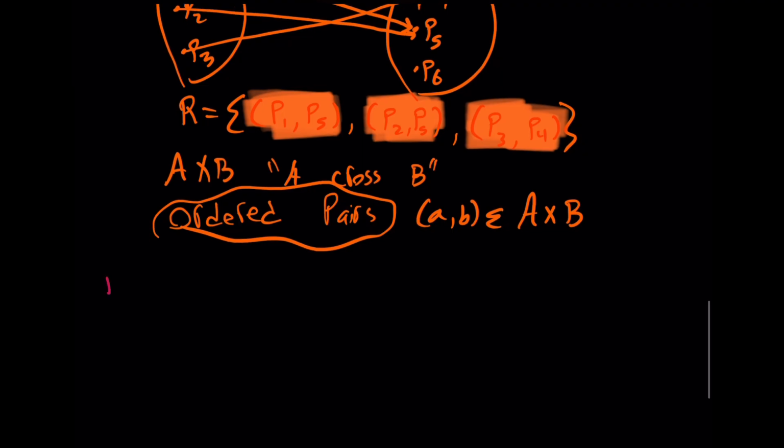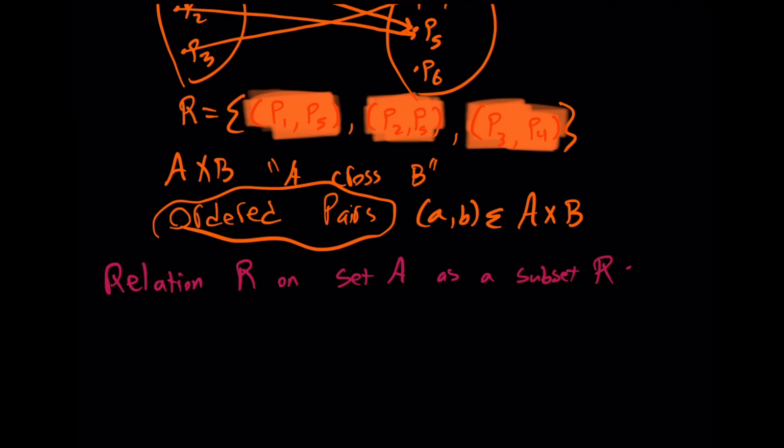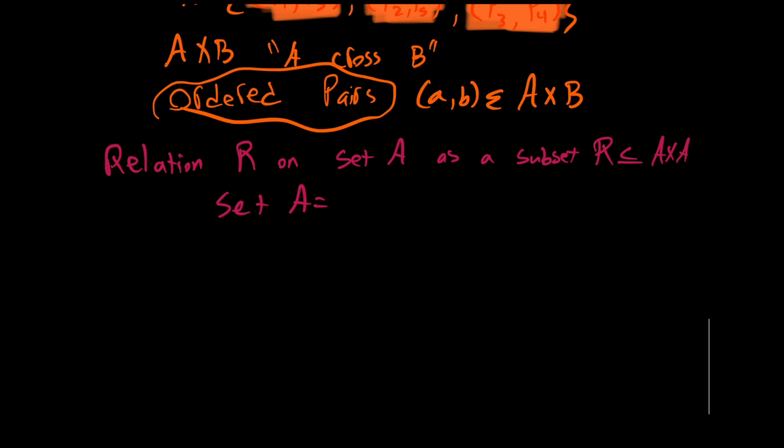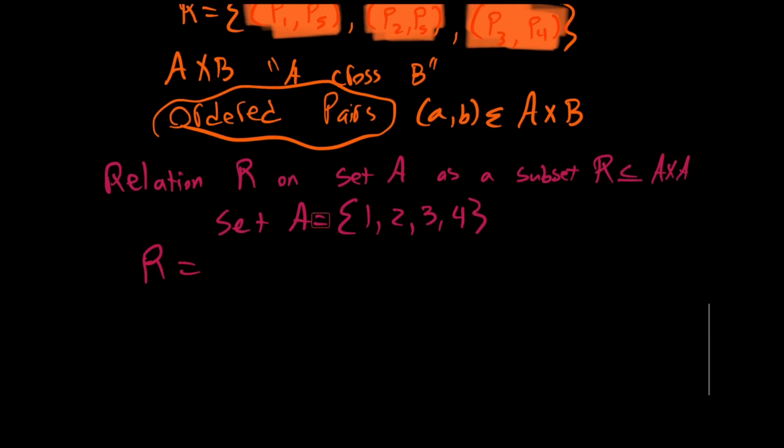Similarly, we can have a relation R on set A as a subset, R subset A cross A. So we might have something like this, where set A contains the elements or members, let's say 1, 2, 3, and 4, where the relation R, we have the ordered pairs 1, 1, 2, 3, and 3, 2.